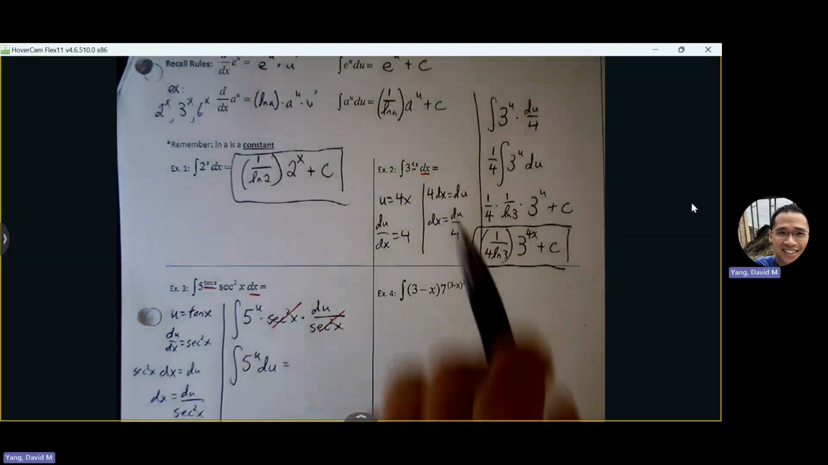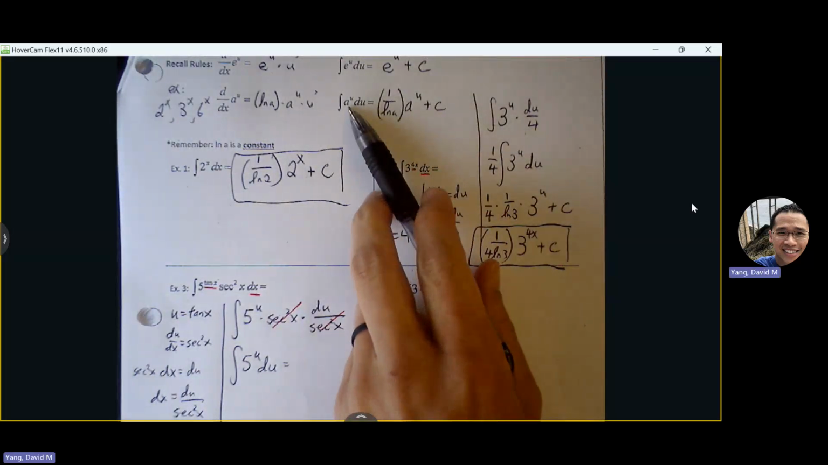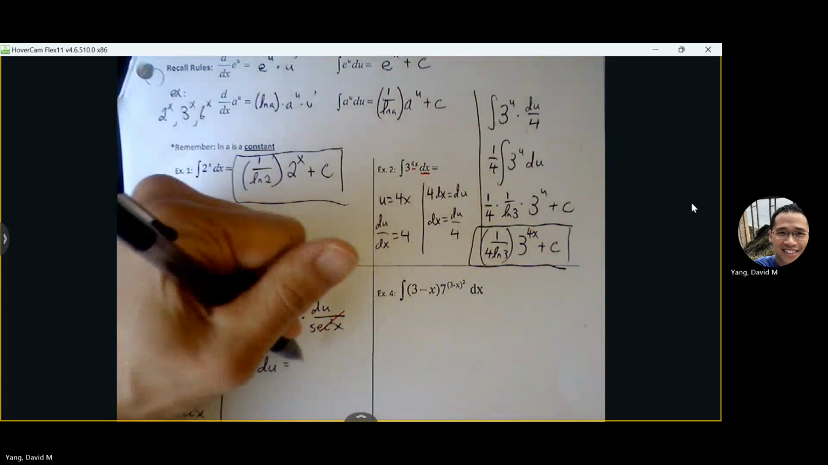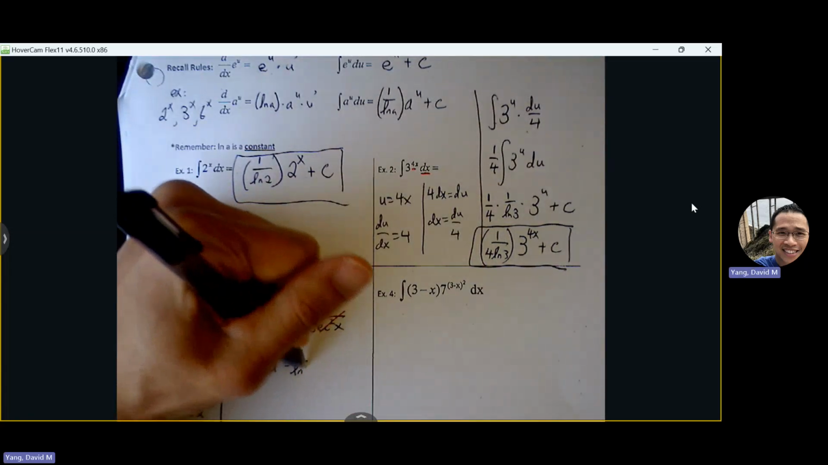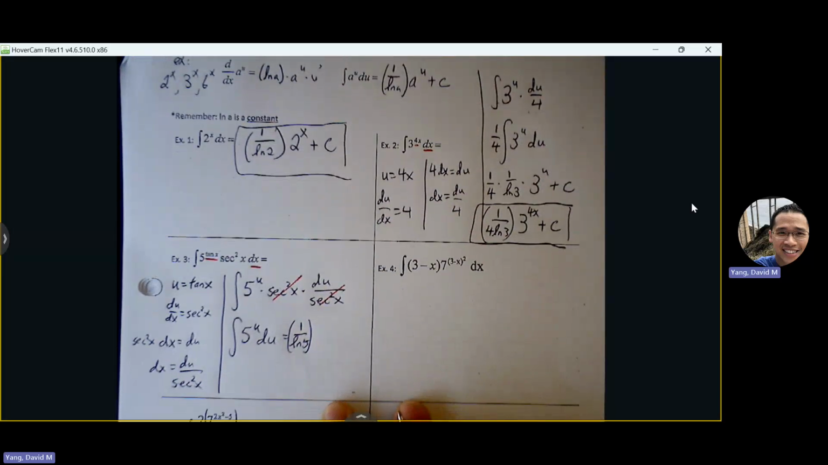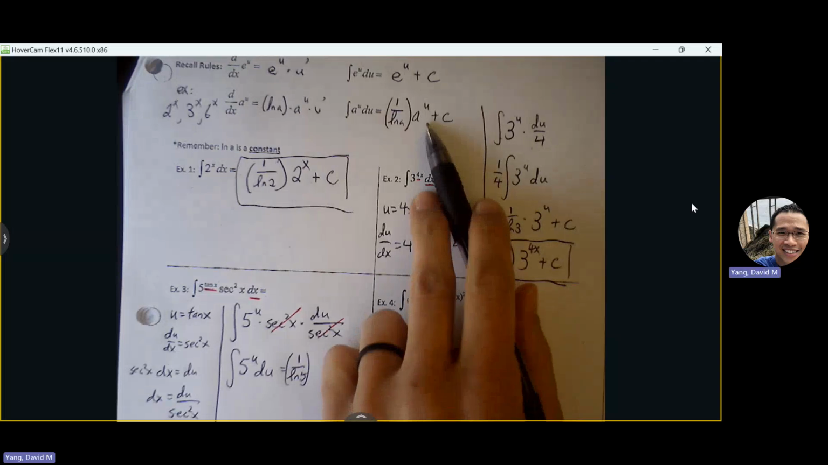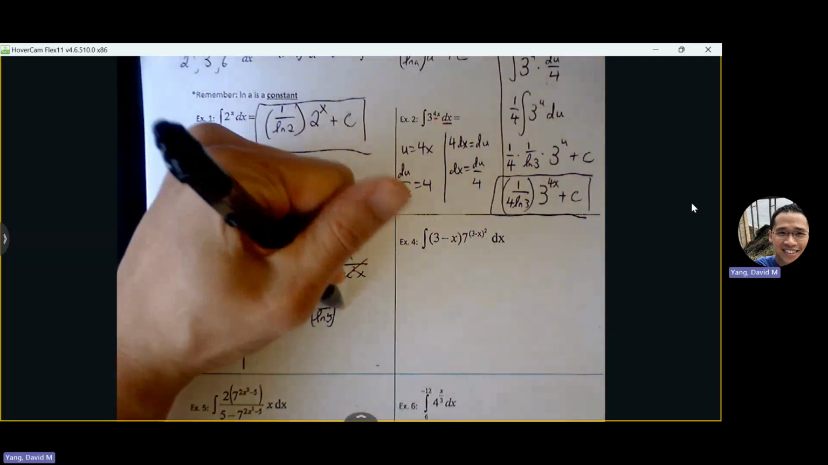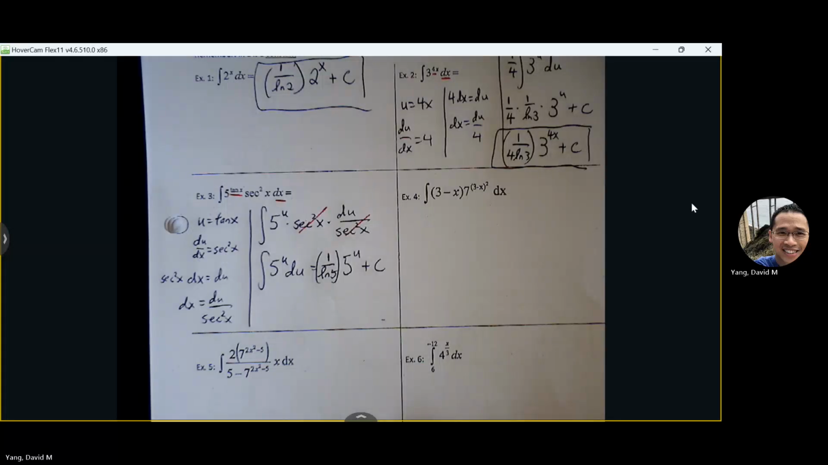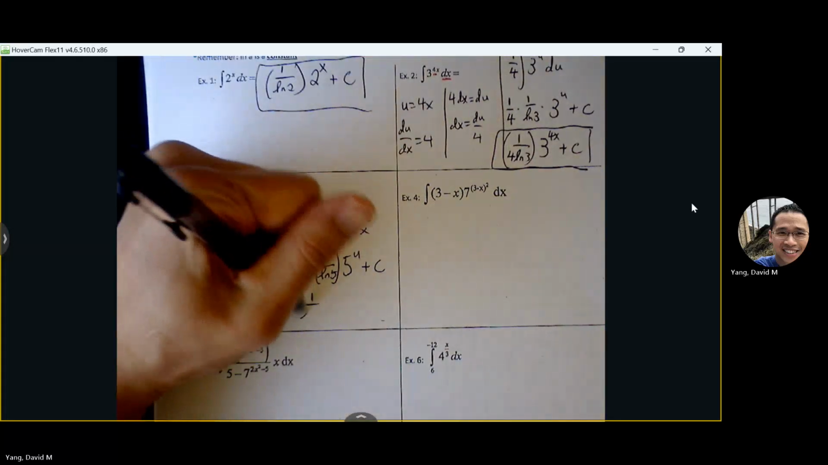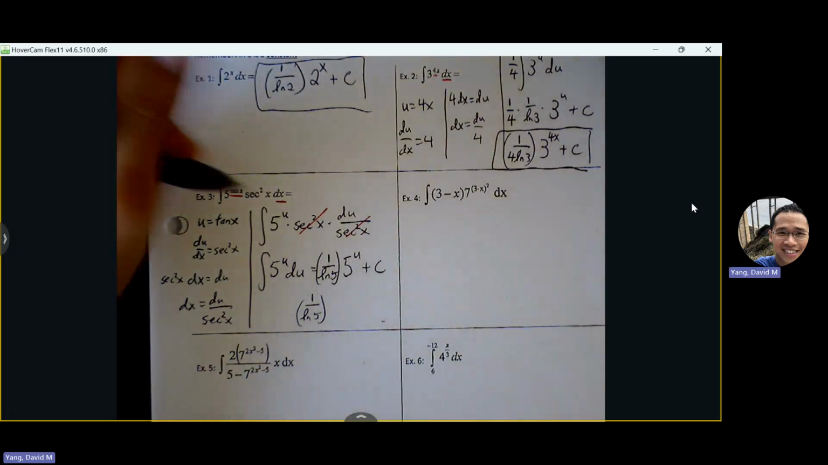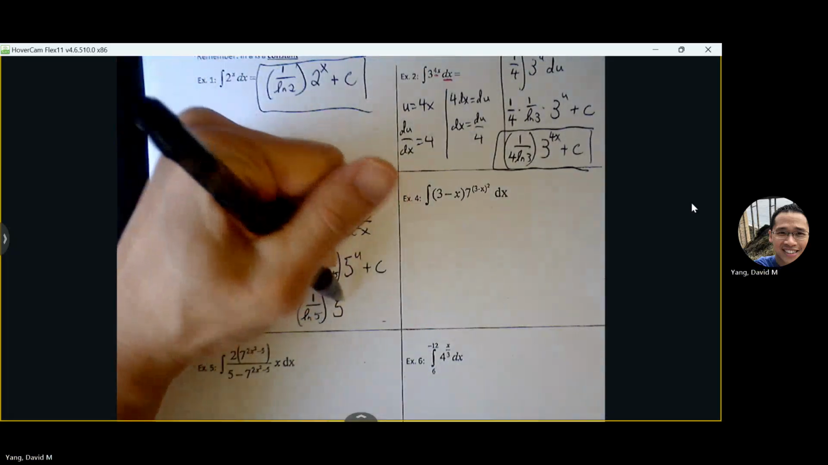Okay, so we just follow what the rule says. We have a form of a to the u. My a is 5, so 1 over natural log of 5. That's just going to hang out in front. That's just going to be some coefficient that needs to be there because of conversion into base e. And then a to the u, 5 to the u, plus c. Replace the u in terms of x.